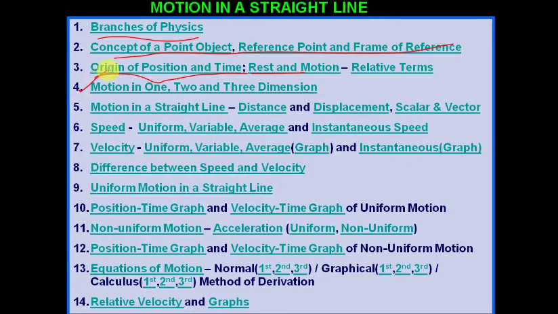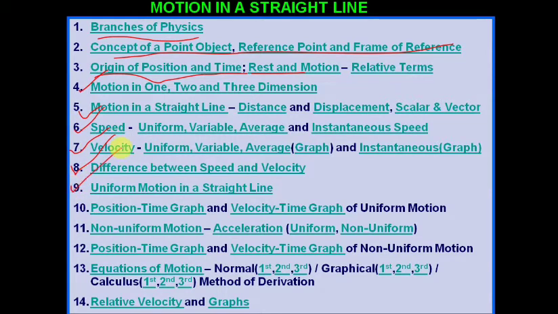motion in 1, 2 and 3 dimensions, motion in a straight line, in which we cover some concepts: distance, displacement, scalar and vector quantities, speed, uniform, variable, average and instantaneous speed, velocity, uniform velocity, variable velocity, average and instantaneous graphs for both uniform and variable velocities. Then the difference between speed and velocity.